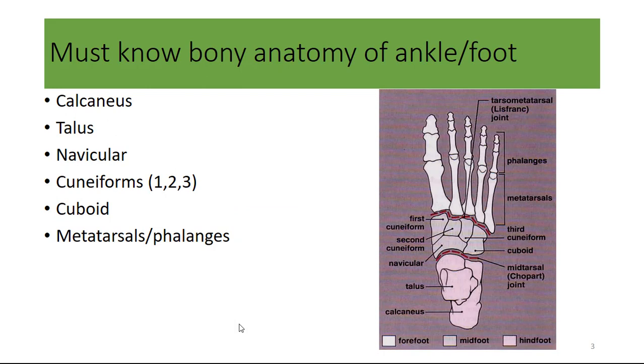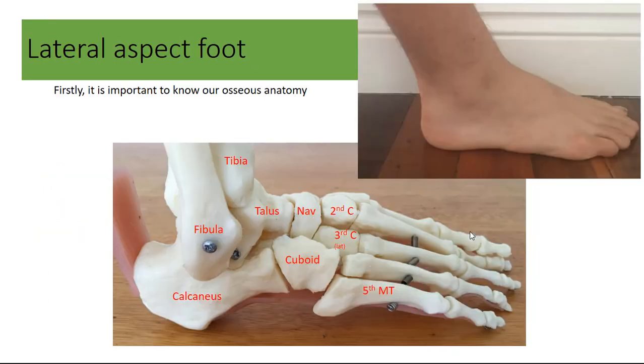Just before we start, it is always important to refresh our bony anatomy of the ankle and foot. It's good to know that our hindfoot consists of our calcaneus and our talus, then our midfoot consists of our navicular, which is medial, our cuboid, which is lateral, and our three cuneiforms, which run from medial to lateral as 1, 2, and 3.